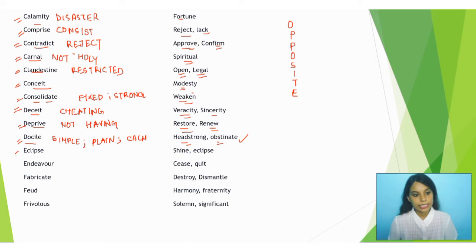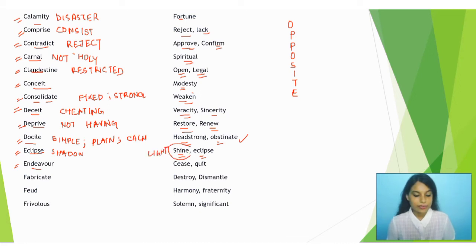Okay, next, eclipse. The opposite is shine. Solar eclipse, lunar eclipse, like when the sun, earth, and the moon come in a straight line, that's an eclipse. Eclipse, you can say there's a shadow. So I'm writing shadow, that's why the opposite is shine. So it means light.